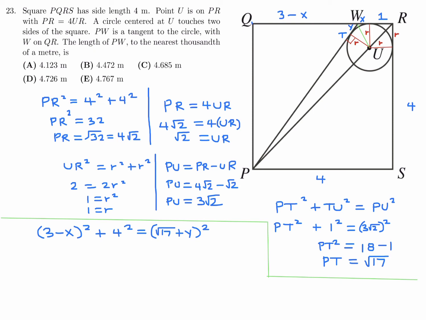3 minus x is one side, 4 is one side, and then PW is PT plus TY, which is root 17 plus y. This is the equation that will help us solve for y, and once we do, we can figure out PW. The only problem is that we've got two variables. So obviously, we have to figure out x in relation to y. Well, that's where this comes in right here.